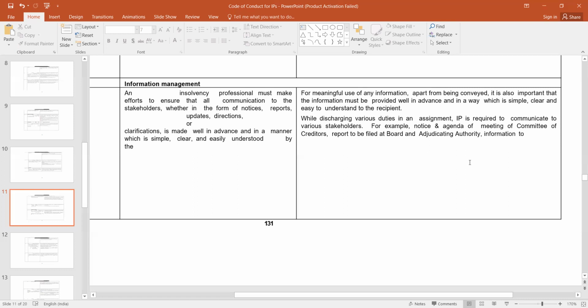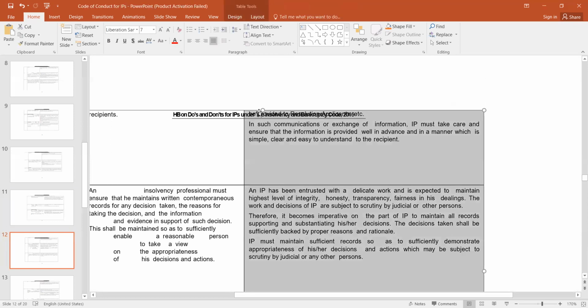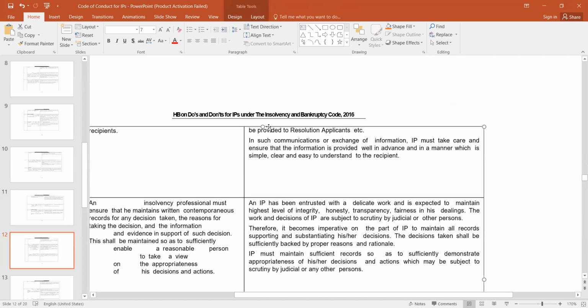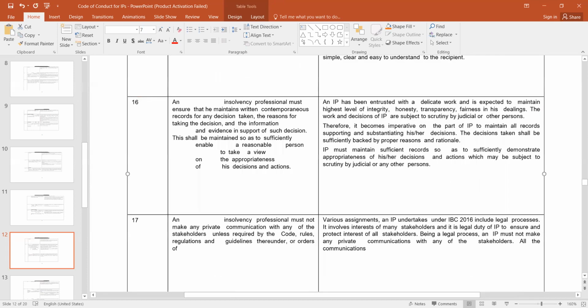While discharging various duties in an assignment, the IP is required to communicate to various stakeholders. For example, notice and agenda of meetings of the committee of creditors, a report to be filed with the Board and the adjudicating authority, and information to be provided to the resolution applicants. So in such communication or exchange of information, the IP must take care and ensure that information is provided well in advance and in a manner which is simple, clear, and easy for the recipient to understand. So there should be clarity on these points.